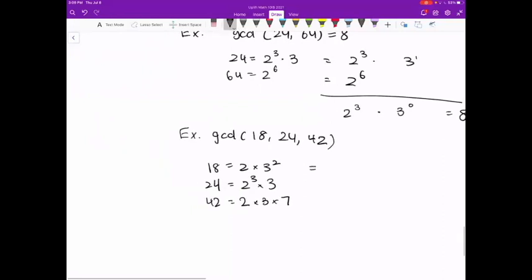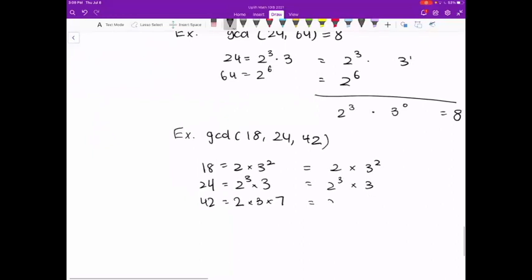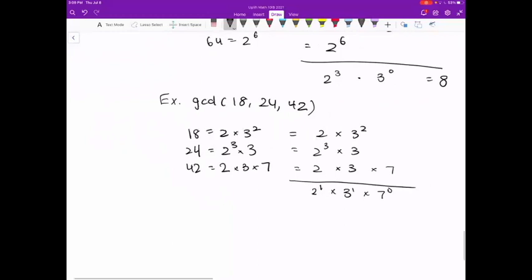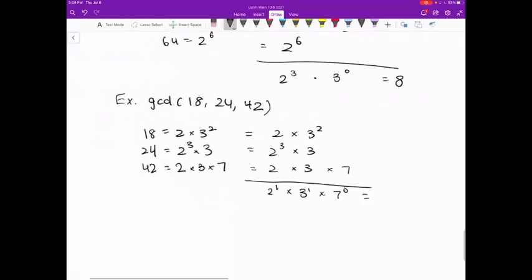We could do the aligning method. And we could bring down the lowest exponent, which would be 2 to the 1, times 3 to the 1, times 7 to the 0. And the GCF will be 6.